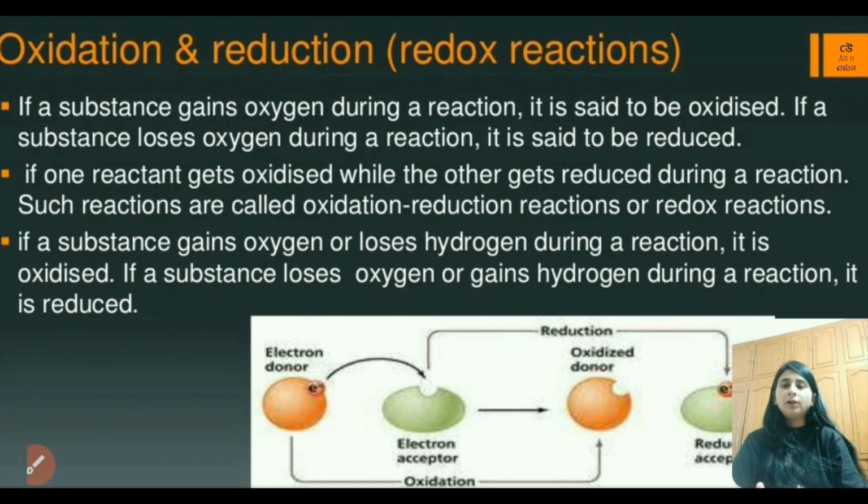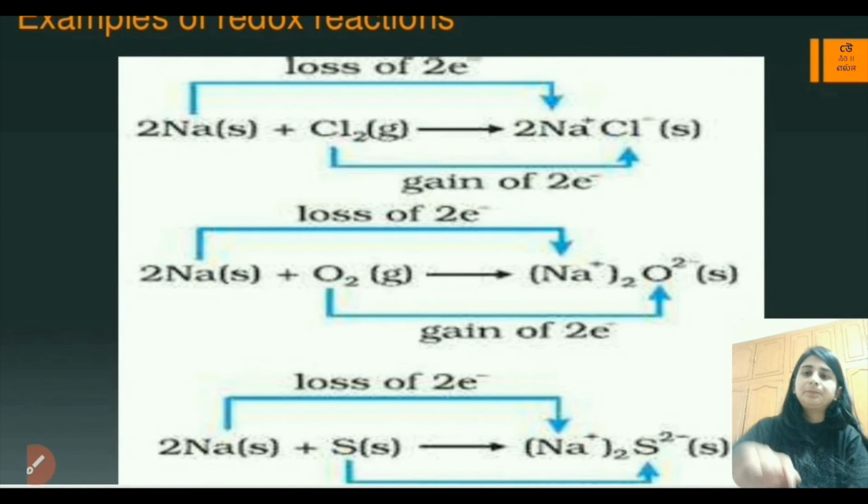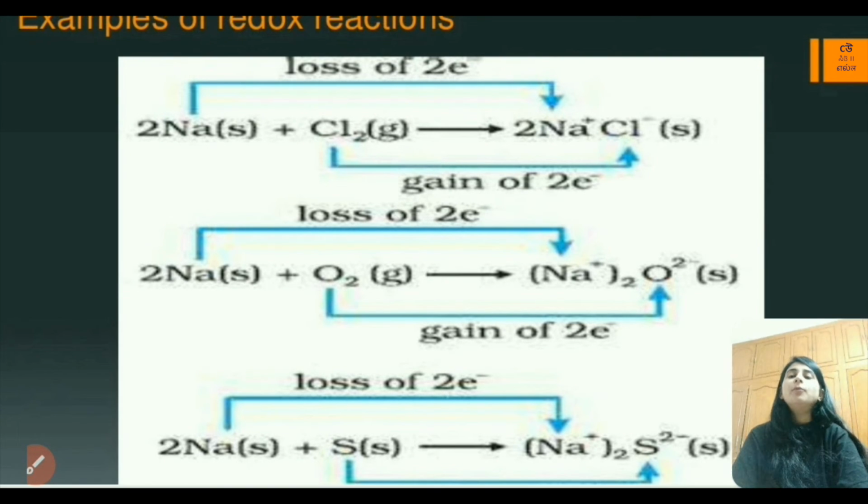occurred. And the reverse would be a reduction reaction, where if a substance is losing oxygen and gaining hydrogen, we'll say it's a reduction reaction. Examples of redox reactions are, we have sodium combining with chlorine. Sodium is the one that is going to lose an electron, while chlorine is the one that is going to gain an electron. So one more method to describe redox reaction, or to describe oxidation and reduction.